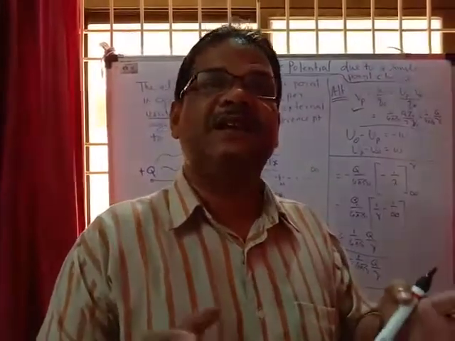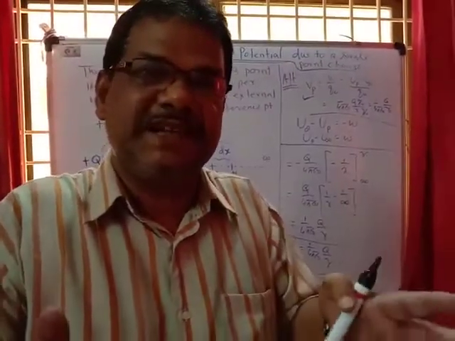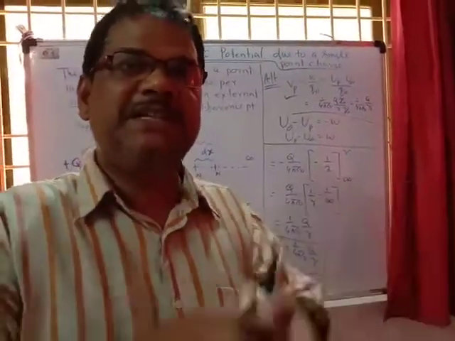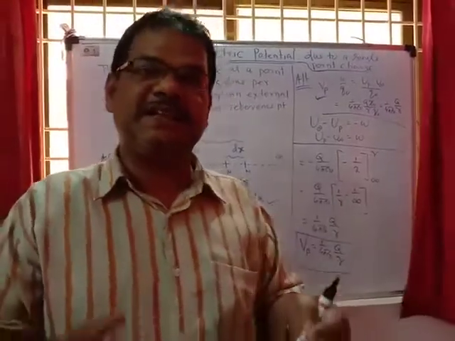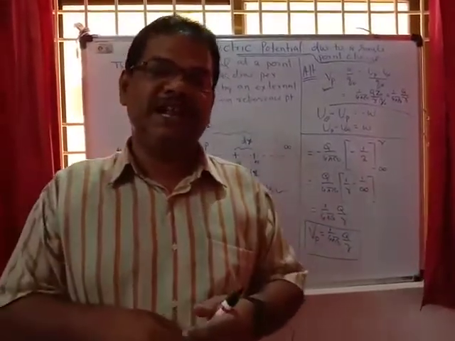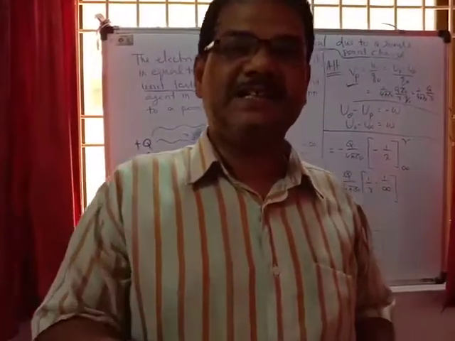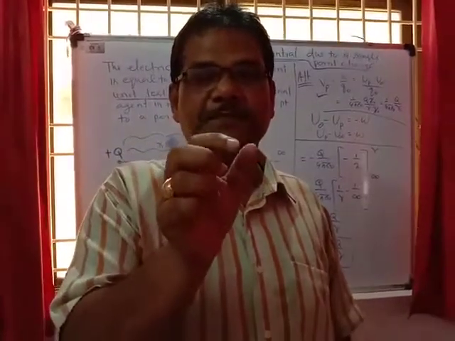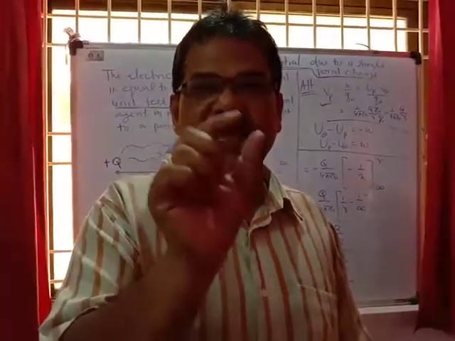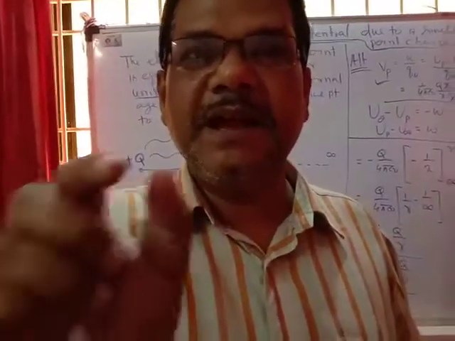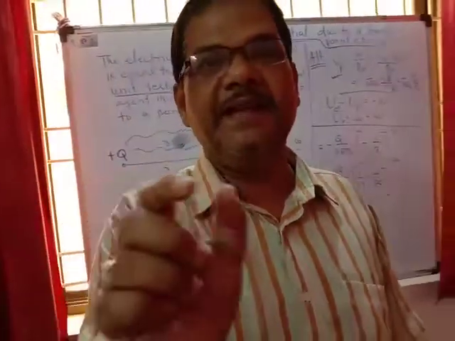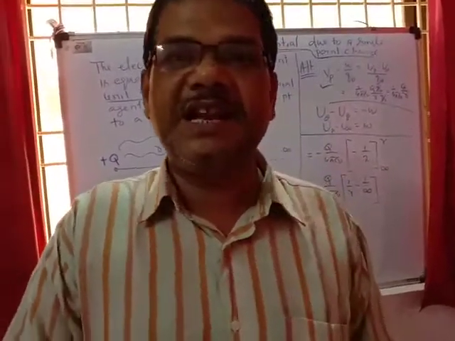If we consider the electric potential energy of a system having many charges, say three charges Q1, Q2, Q3 in a system, what will be the potential energy of the system? In that case, we have to pair the charges. Q1, Q2 should be paired. Q1, Q3 should be paired. Q2, Q3 should be paired. And what is the total electric potential energy of the system?